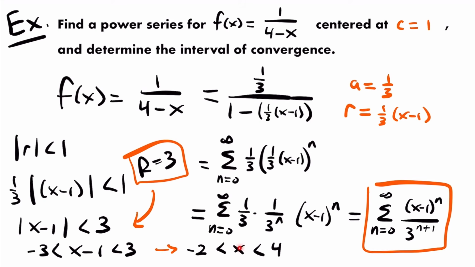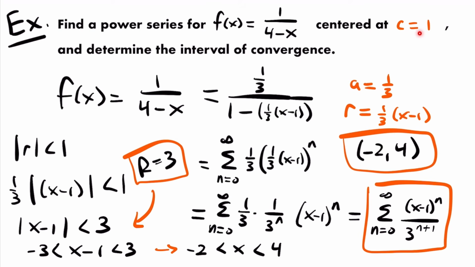And so when x is between negative 2 and 4, this power series converges. So our interval of convergence is from negative 2 to positive 4. That is the interval of convergence for the power series centered at 1 that represents this function. All right, and so that's our final answer. And so now let's look at one more example of representing a function as a power series.